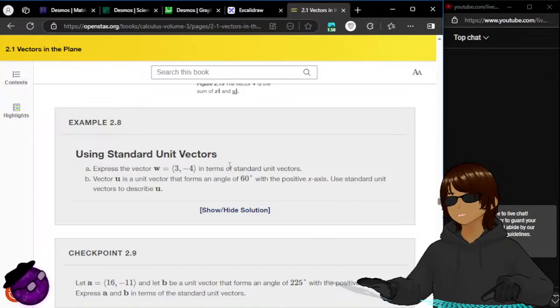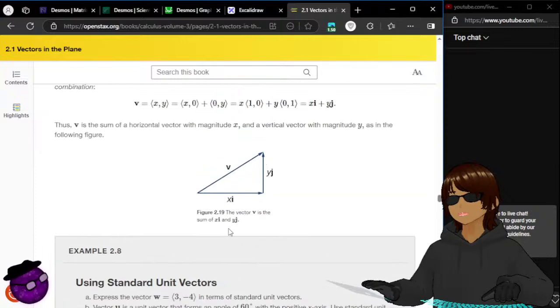Express the vector w in terms of standard unit vectors. It will just be 3i plus minus 4j.